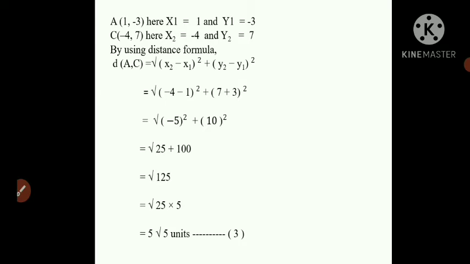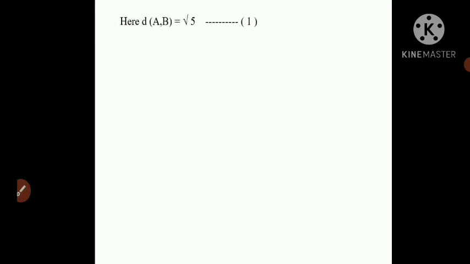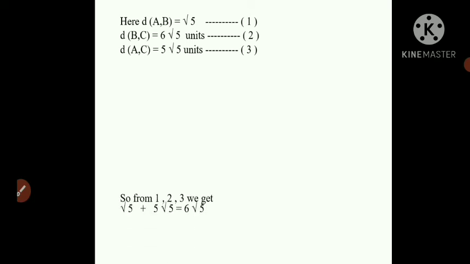So now you can see here, first I got the distance of AB as root 5, which was my statement number 1. Distance of BC is 6 root 5, statement number 2. Distance of AC is 5 root 5, this is statement number 3. So from 1, 2 and 3 we get what?